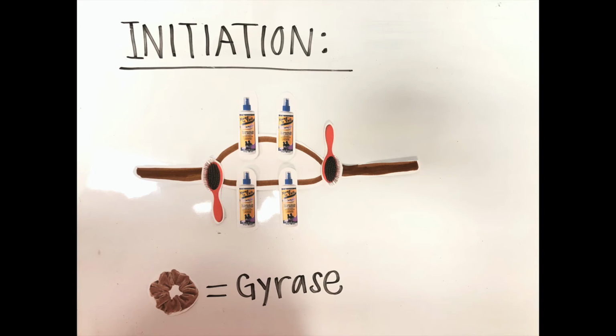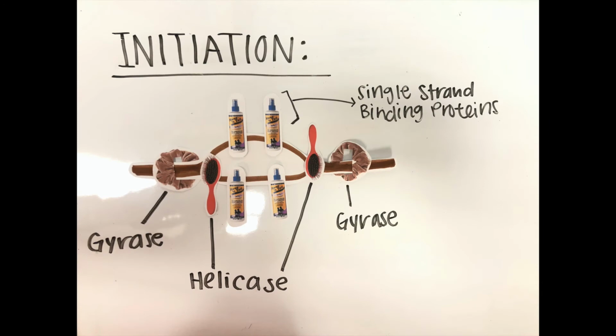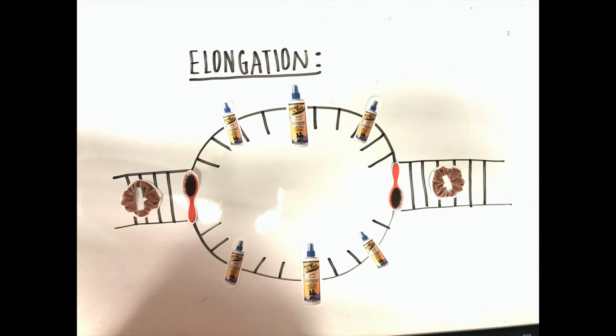Gyrase is a topoisomerase that relieves supercoiling of DNA by moving ahead of the replication fork, or beginning of the split, by nicking DNA to reduce torsional strain and release tension. We're going to look at one side of the replication bubble more closely.